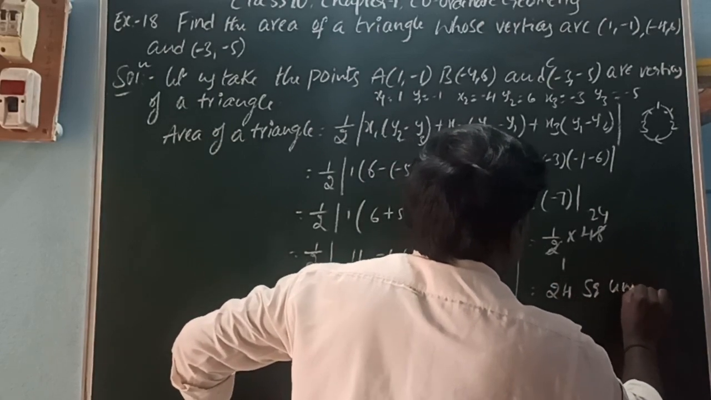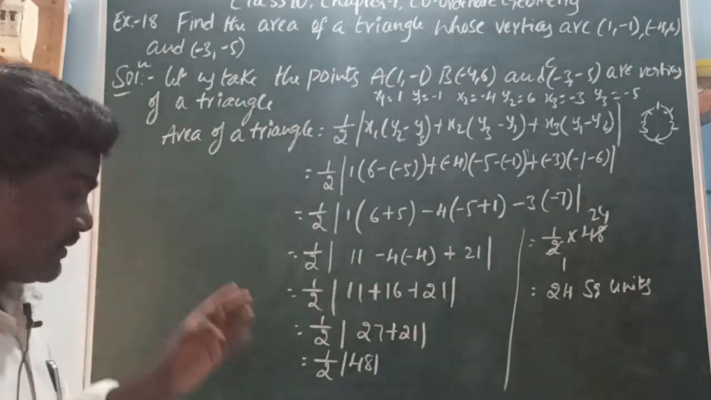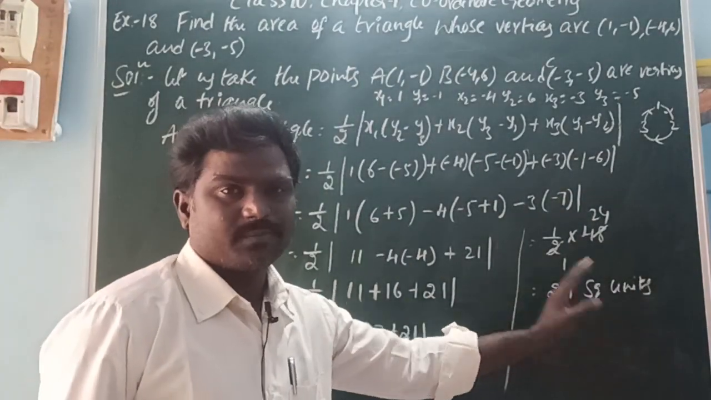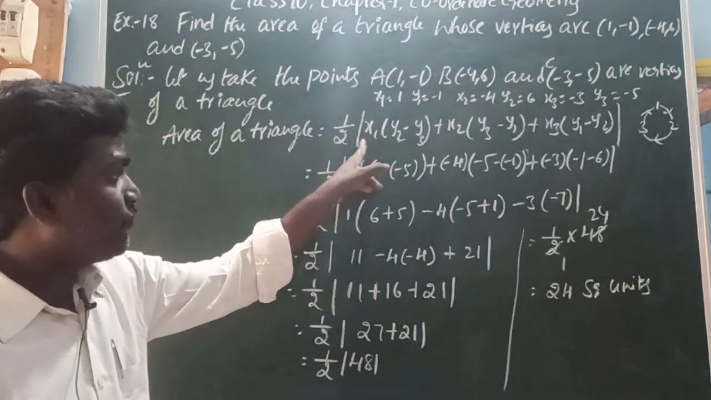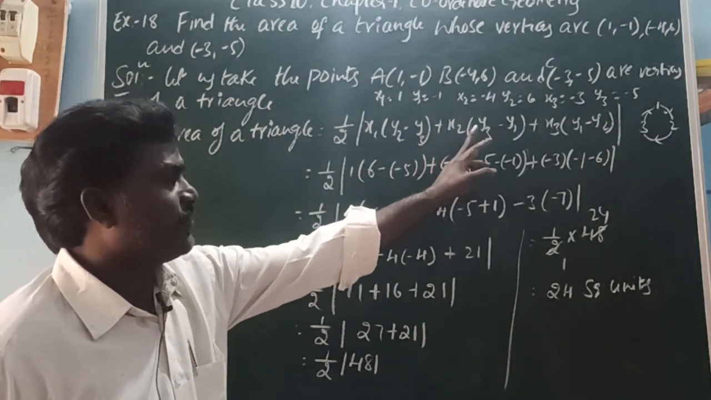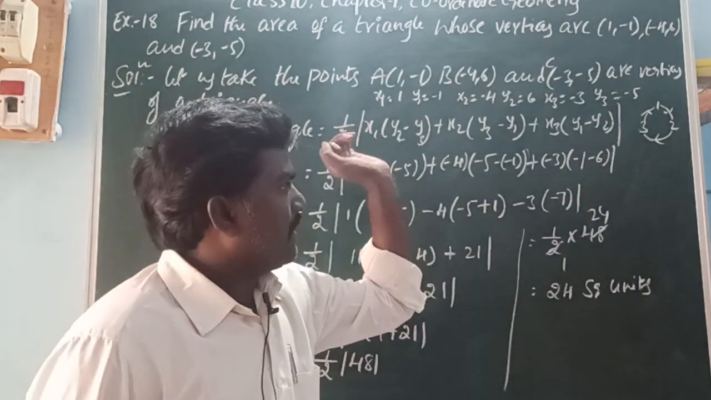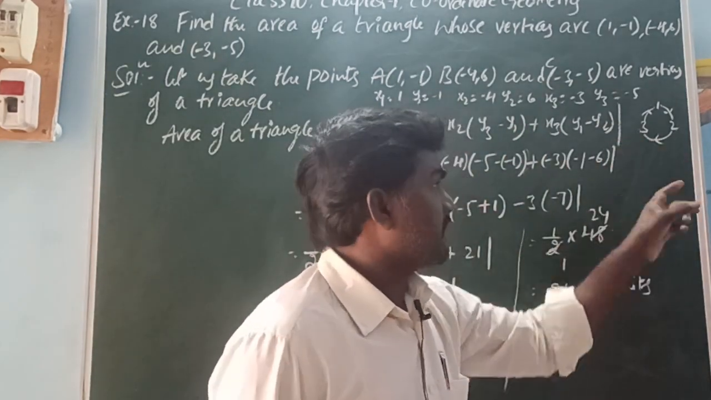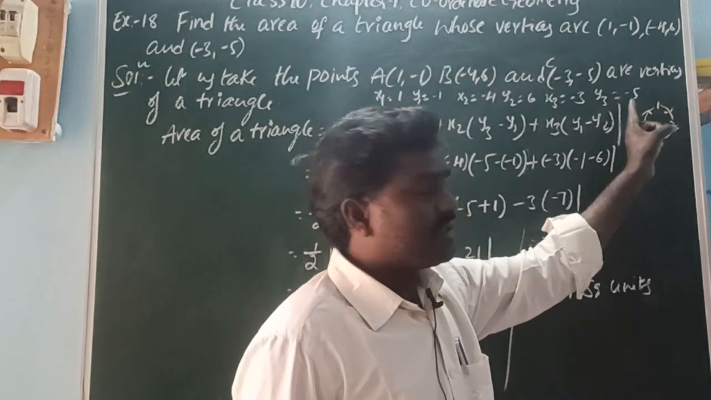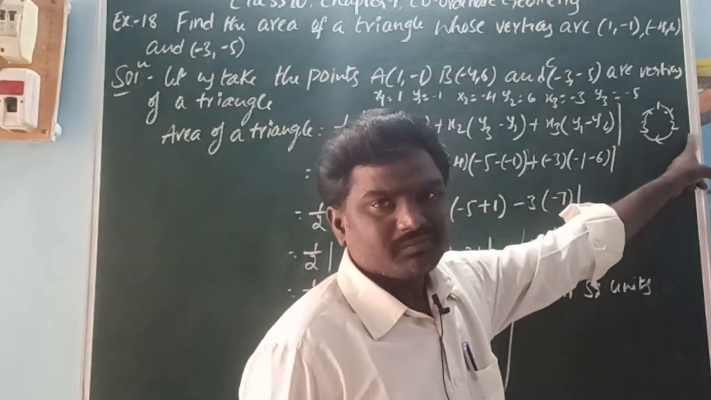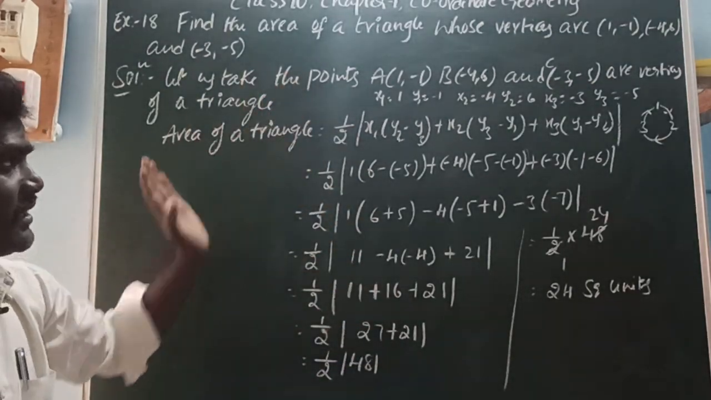So the area of the triangle with the given vertices is 24 square units. So what is the formula? 1 by 2 modulus x1 of y2 minus y3 plus x2 of y3 minus y1 plus x3 of y1 minus y2. So here we can use one simple trick: 1, 2, 3, next 2, 3, 1, next 3, 1, 2. Okay, so this is how to find the area of the triangle given the vertices.